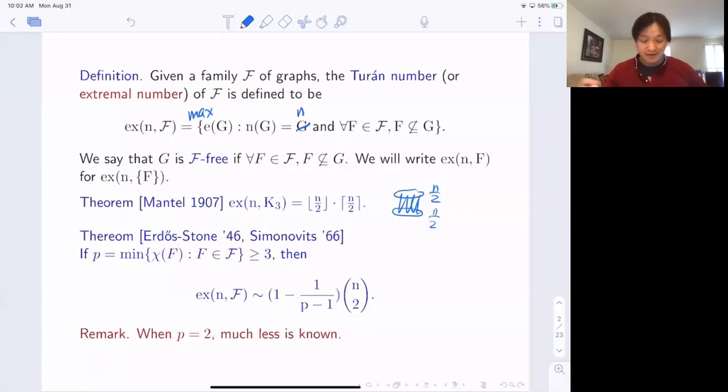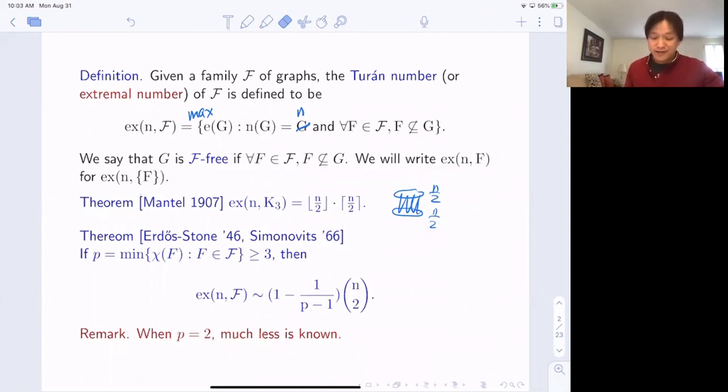Now more generally, there is this really nice theorem due to Erdős, which was later observed by Simonovits as well, that actually determines the Turán number of any family of non-bipartite graphs. More specifically, if p denotes the minimum chromatic number among all members of F, and if this p is at least 3, then the Turán number for the family F is asymptotic to (1 minus 1 over p minus 1) times n choose 2.